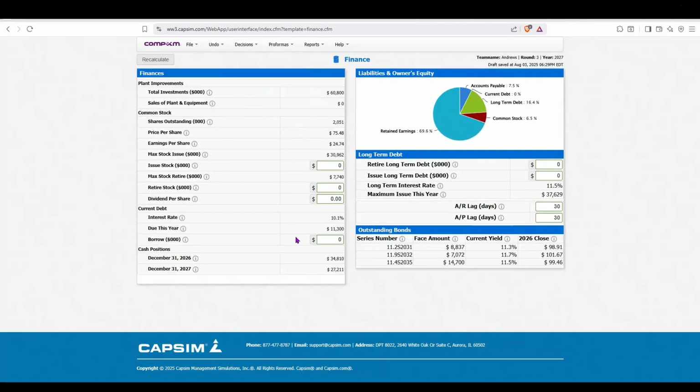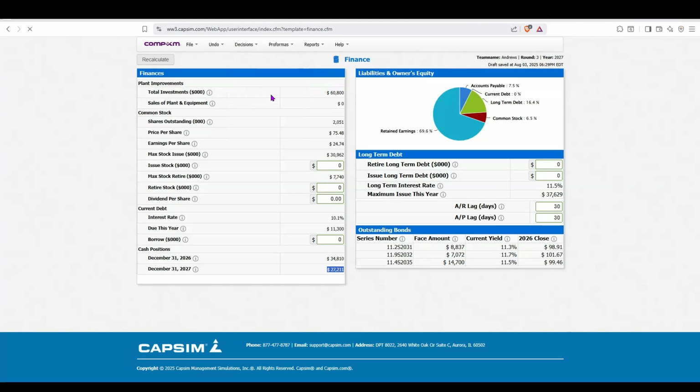In the finance department, we could take a loan to finance our company activities. You can see the retained earnings is at 69.6%, long-term debt 16.4. This means that we don't have a lot of debts. So after issuing total investments of 60,800, we still have a cash balance of 27,211. If we didn't buy more capacity, we could be having around 87,000. That means that our company is very productive, and there's no reason for us to make decisions under the finance department.